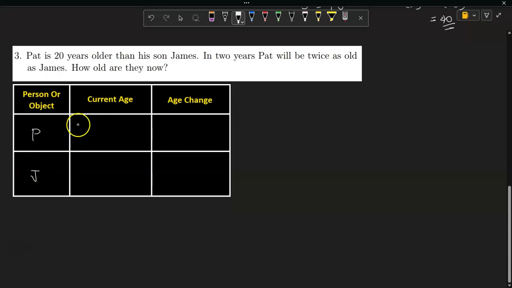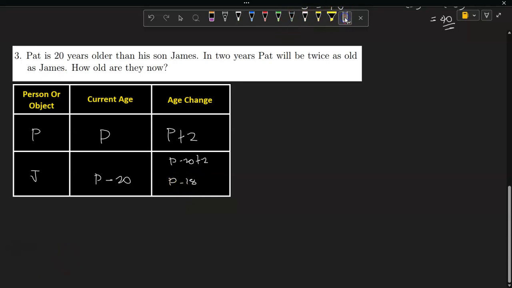What is the current age of Pat? It says here, Pat is 20 years older than James. So if this is Pat, James is what? Pat minus 20. Because again, Pat is 20 years older than his son James. So in 2 years, the age change is 2 years. So we are going to write in 2 years, so P plus 2. And then this is P minus 20 plus 2, or simplified to P minus 18.